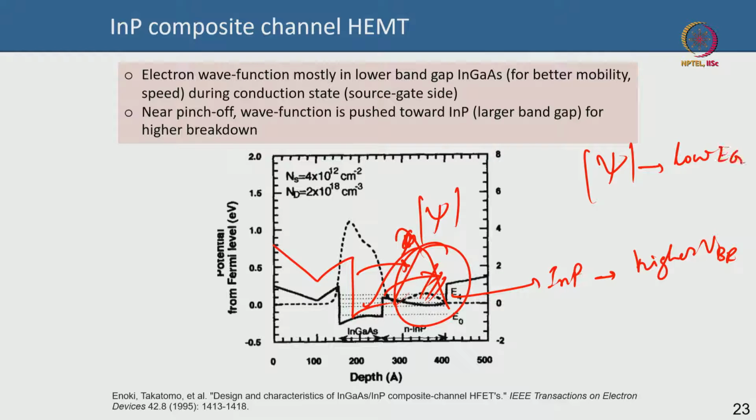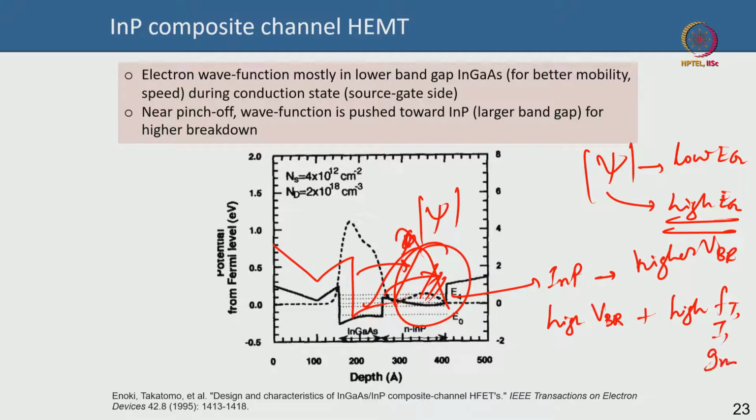Okay. And when you are going to look at the breakdown or the off state, you are pushing the electron wave function into the higher band gap material for a higher breakdown. So you can get a combination of higher breakdown, okay, with high cutoff frequency, high current, high gm, etc. So you get the best of both worlds. So this helps you get improved breakdown voltage, and this is a composite channel because there are two channels here, and this can be done on indium phosphide substrate, and that is a beautiful thing.